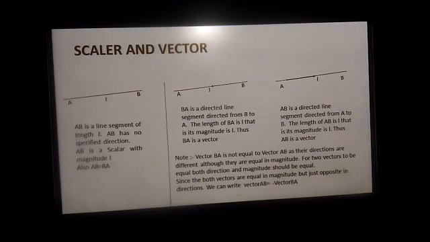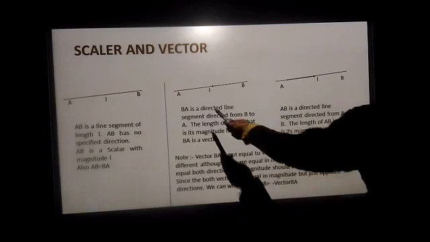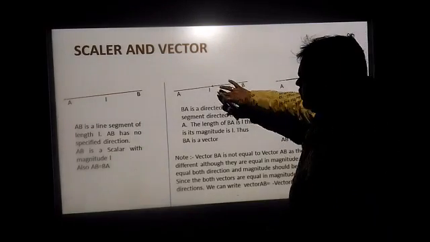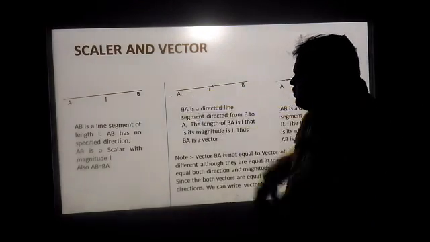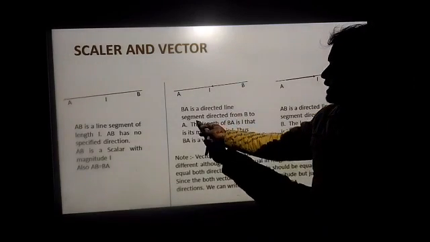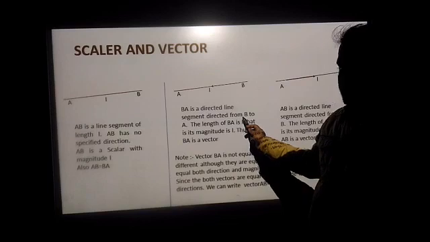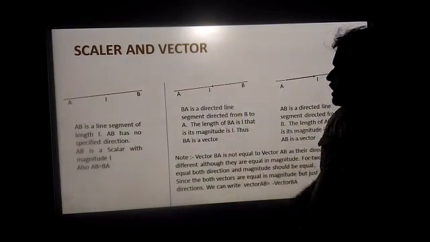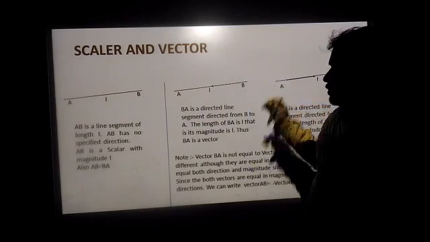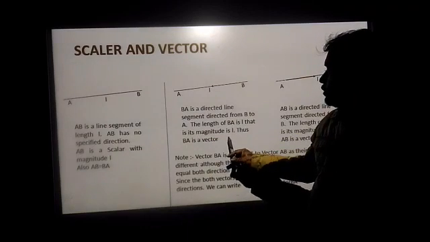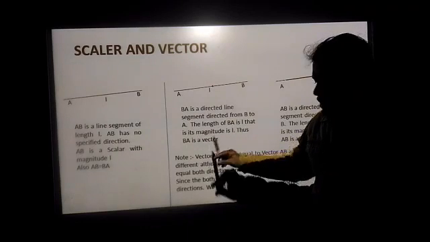But while talking about the other points, what I can say is, see this BA and here AB. Just see the direction. It is from B to A, and here it is from A to B. So BA is a directed line segment, directed from B to A. The length of BA is L. That means it has the direction from B to A as well as a magnitude L, thus BA is a vector quantity.